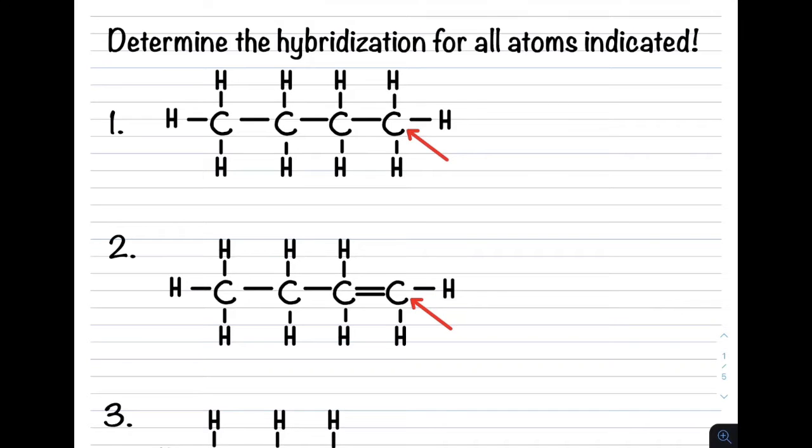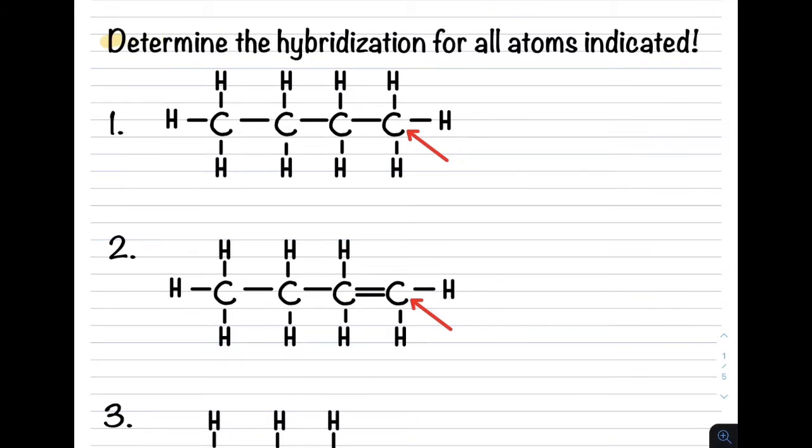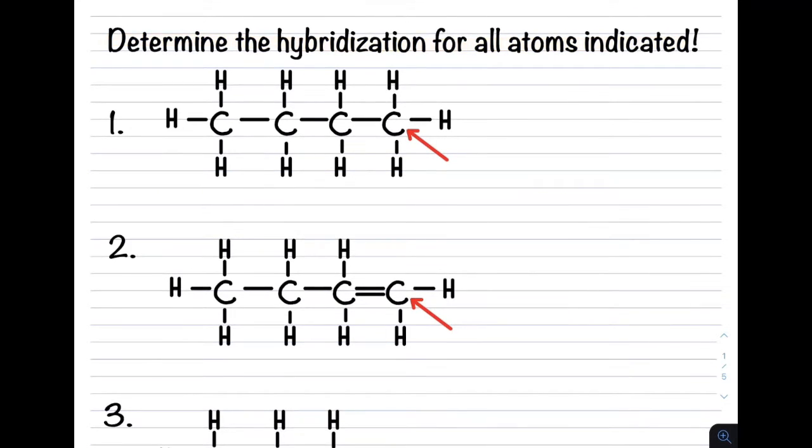Okay, so the instructions are to determine the hybridization for all atoms indicated, so all the ones with an arrow. If you'd like to try these on your own, feel free to pause the video, but otherwise, let's go through them.